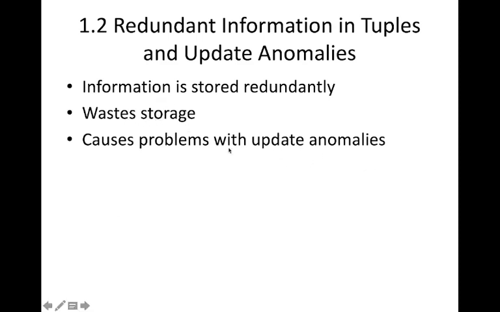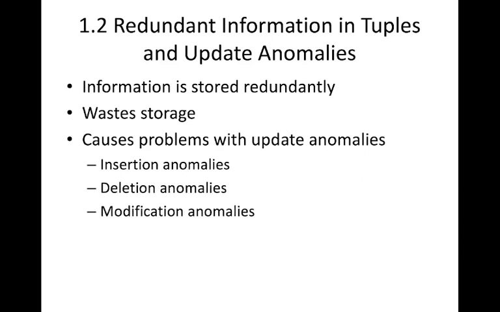It is not only a storage problem, we have some update anomalies. We have mainly three types of anomalies. One is insertion anomaly, second is deletion anomaly, and third is modification anomaly. All these three anomalies together are known as update anomalies. Insertion anomaly means if we try to insert something into a redundant information table, then there will be some problem. When we try to delete also, there will be some problem. When we try to modify or update some information also, there are some problems associated with this. So we will see the different update anomalies. If we store redundant information, these update anomalies can occur.